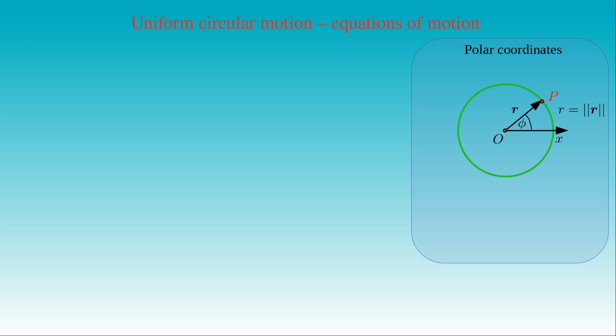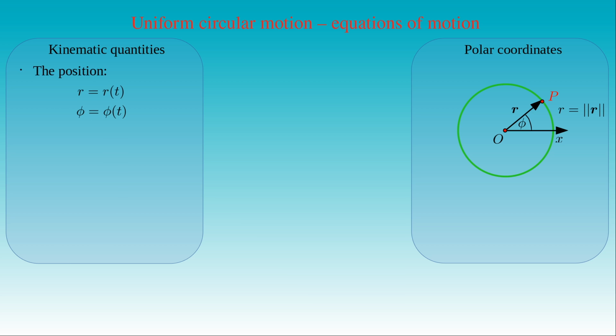We already presented the kinematic quantities of any moving point mass in polar coordinates. The components of the position vector of the point mass are the radial coordinate r and the azimuthal angle phi. Both are functions of time. We found that the radial component of the velocity of the point mass is simply r dot, and its angular component is given by r times phi dot.